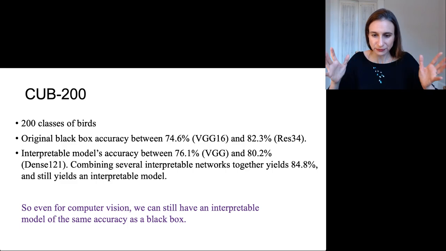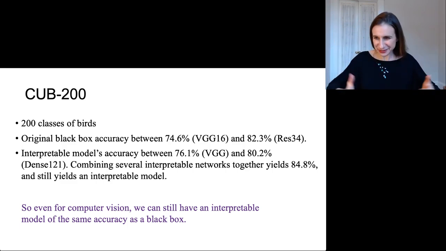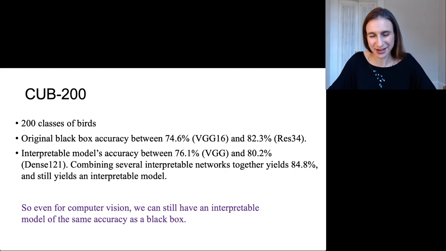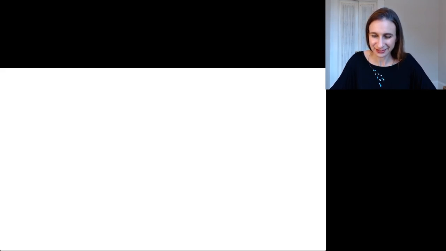Okay, so even for computer vision, where the deepest of the deep and the biggest of the big neural networks are being tested, you can still have an interpretable model of the same accuracy as a black box.